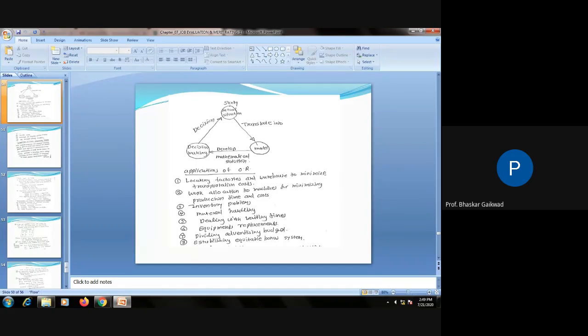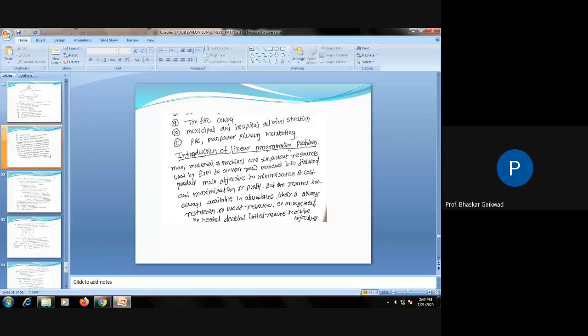So these are the applications of OR. Next, we can use it for traffic control also, municipal corporation, PPC, manpower planning and marketing purposes. Now next, after these applications, introduction of linear programming problems.